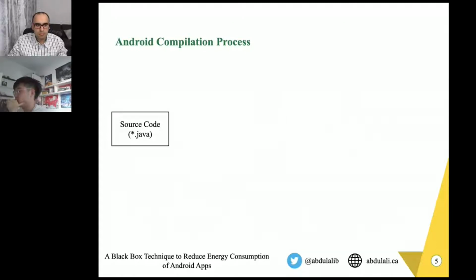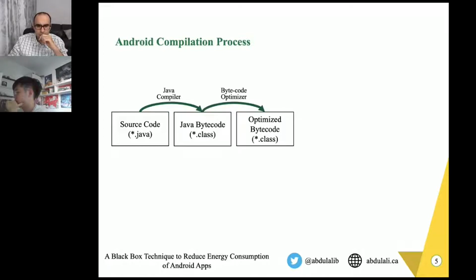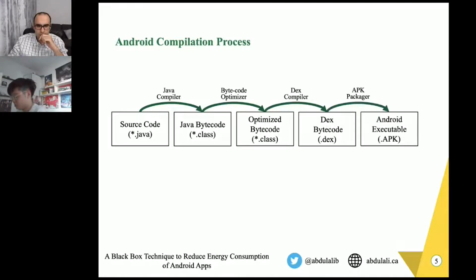First, I would explain how the Android compilation process works. The source code written in Java is compiled by the Java compiler into Java bytecode. Then an optimizer performs bytecode level transformations to further optimize the bytecode. After that, a DEX compiler converts bytecode classes into DEX bytecode. And finally, an Android APK manager packages this bytecode into an Android executable format, that is APK. We investigate if the bytecode level transformation that the optimizer performs can affect the energy consumption or not.